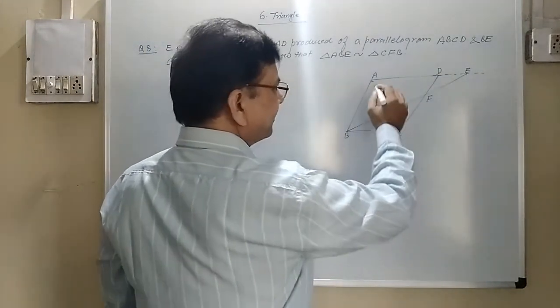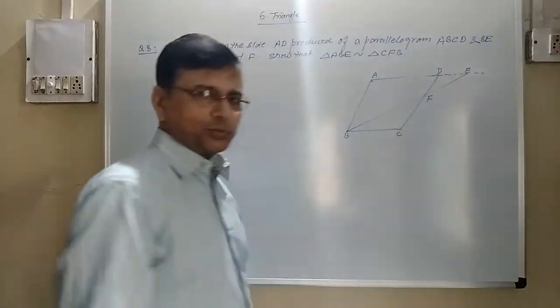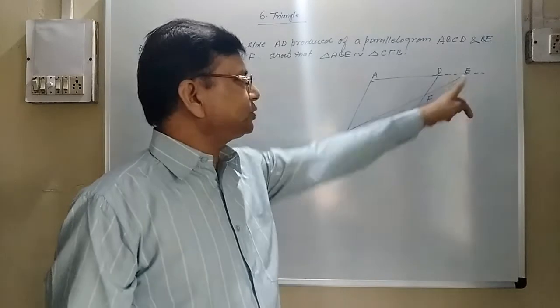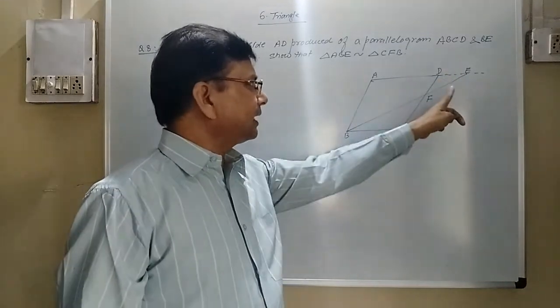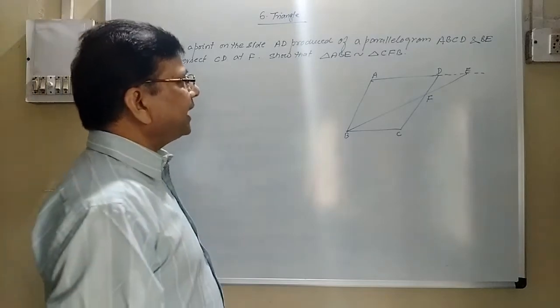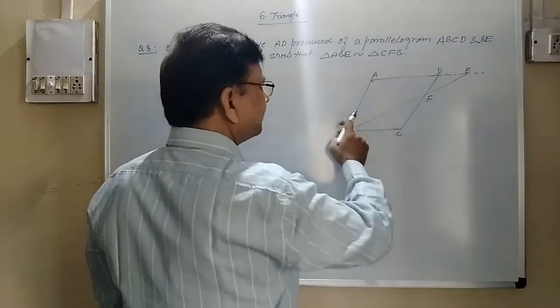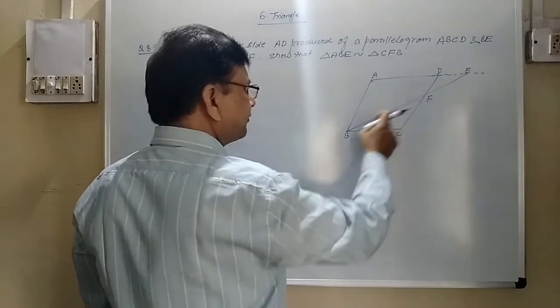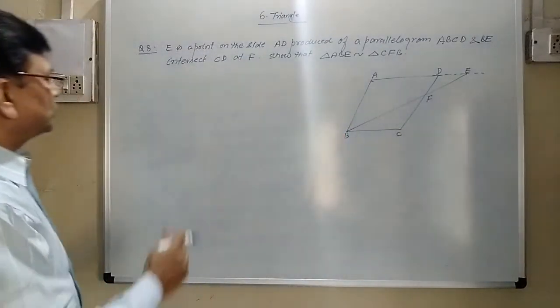ABCD is a parallelogram, AD is produced up to E and BE is joined, and this line intersects CD at F. We have to prove that triangle ABE is similar to triangle CFB. Solution.